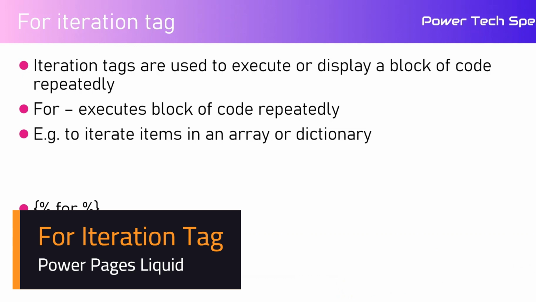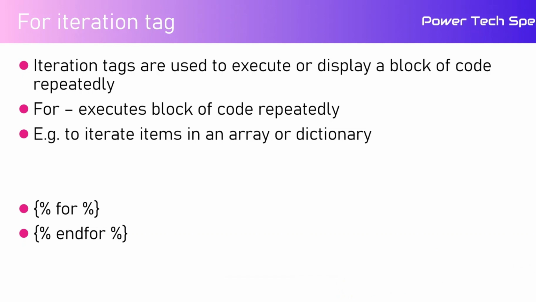In this video, I'll show you how to use the for tag. So for is basically an iteration tag in Liquid. Iteration tags are used to execute or display a block of code repeatedly. So if you want to display a set of contents within your table or some hierarchy, then you can use a for loop. So for loop is basically iterating through the content. Now you can iterate one level, two level, three level, and you can make it recursive as well.